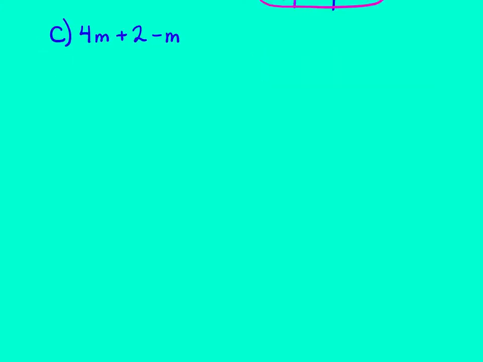Part C, 4m plus 2 minus m. I'm going to box in those m terms. 4m minus m. That's like saying minus 1m. There would be an invisible 1 here. So 4m minus 1m is 3m. Bring down my plus 2, and this is simplified. We can't combine those terms any further because they're not like terms.